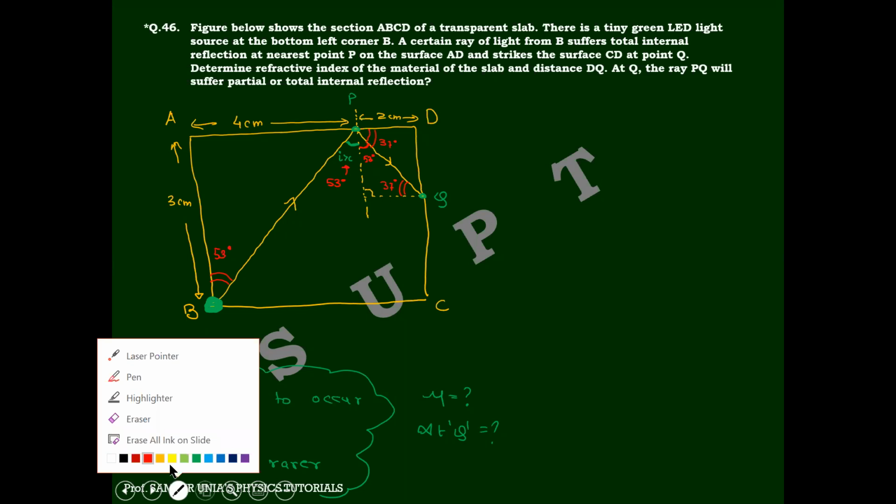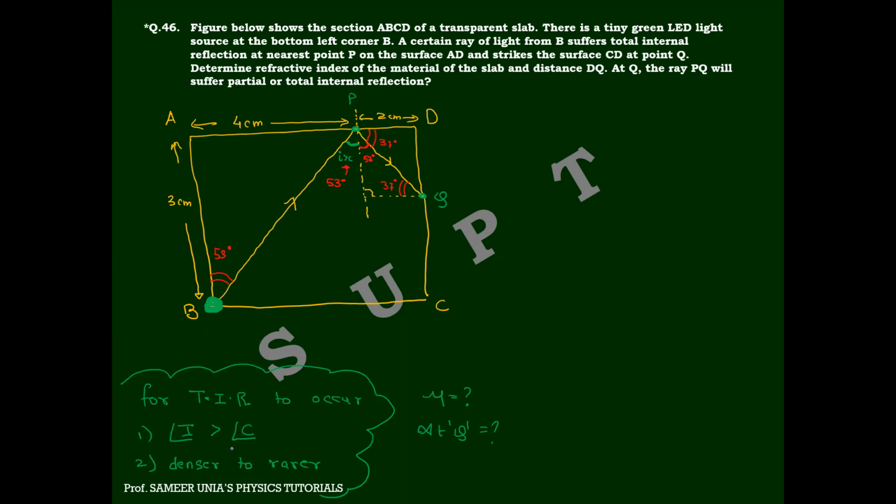अच्छा, व्हाट इज द फॉर्मूला फॉर क्रिटिकल एंगल? कैन एनीवन हेल्प मी आउट? साइन सी इज 1 upon refractive index of denser with respect to rarer. याद है?